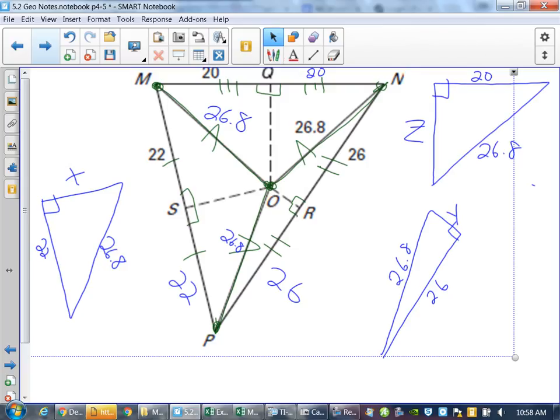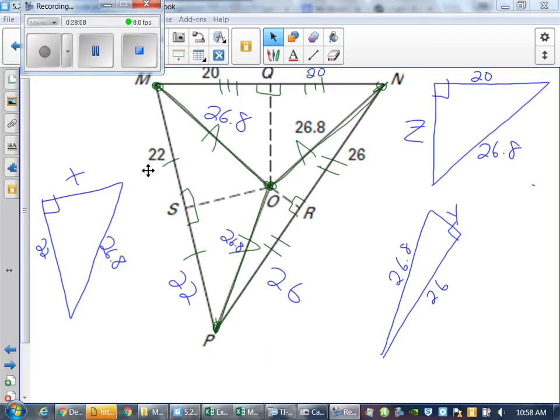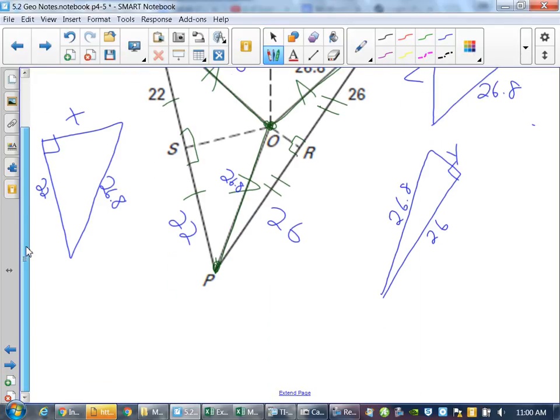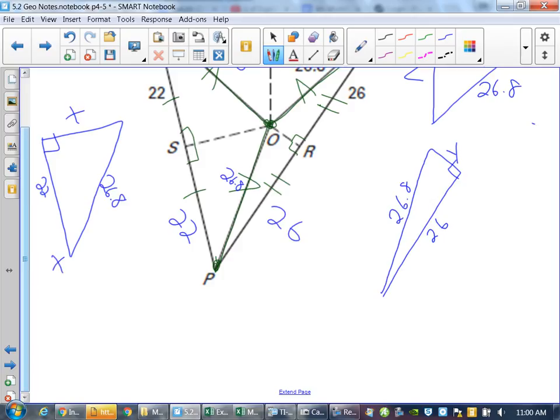So what I'm trying to get you guys to do here real quick is find OS, OR, and OQ. I've already redrawn the right triangles that you're going to use. You need a calculator. Yes, you need a calculator. All right. Take a couple of minutes and work it through. You guys want to round out to 2 decimal places?